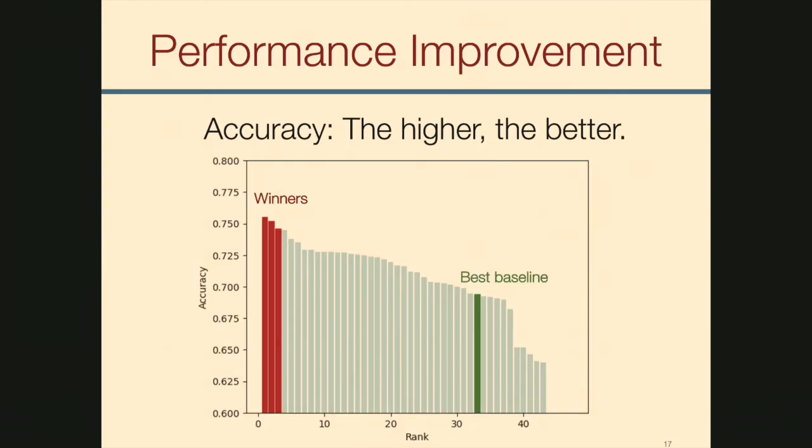And here's the performance improvement made over the KDD Cup. The x-axis represents the rank in the final test submission, and the y-axis represents the accuracy, the higher the better. The green one is the best baseline, which we implemented using state-of-the-art graph neural networks. And we see that within this 3-month period, winners have already achieved more than 6% accuracy improvement over our best baseline, which is quite impressive.